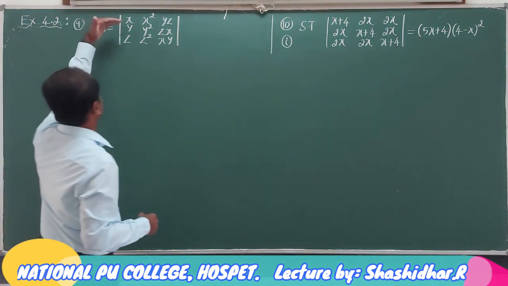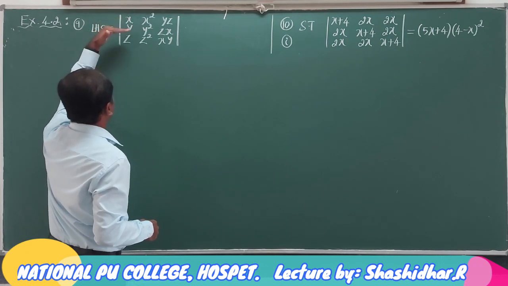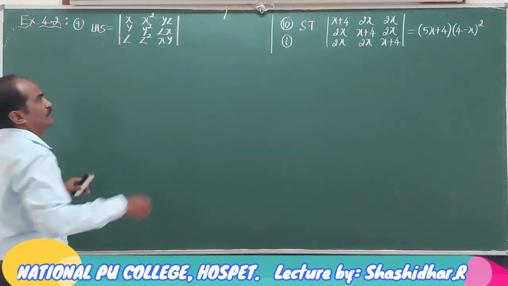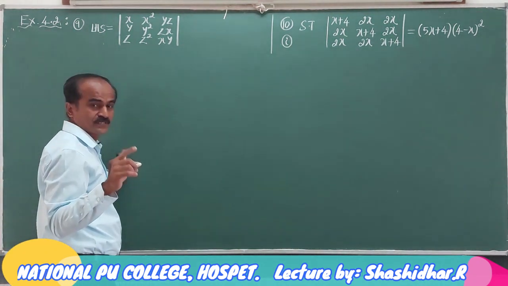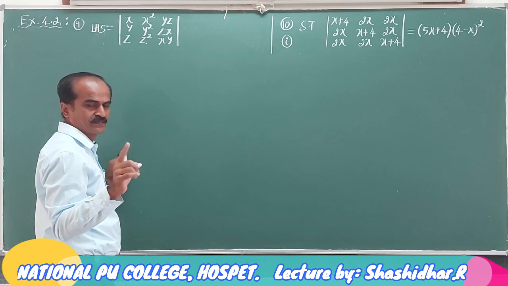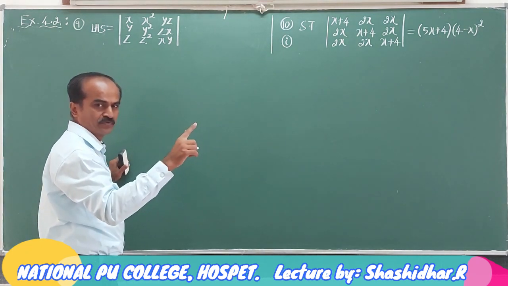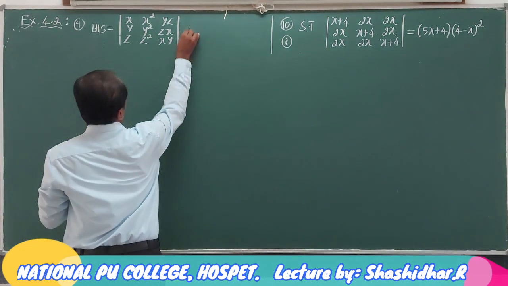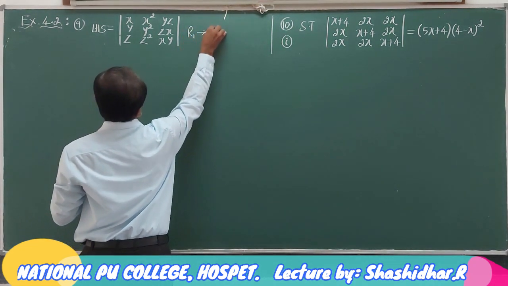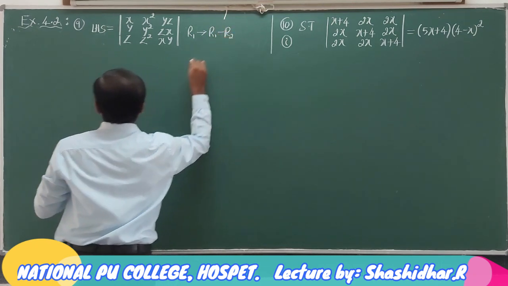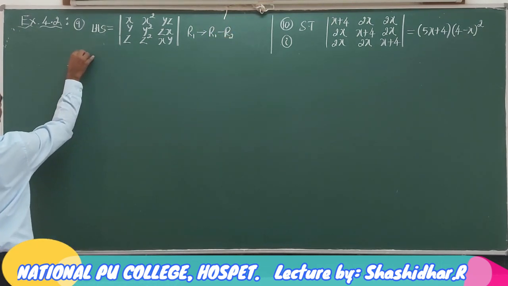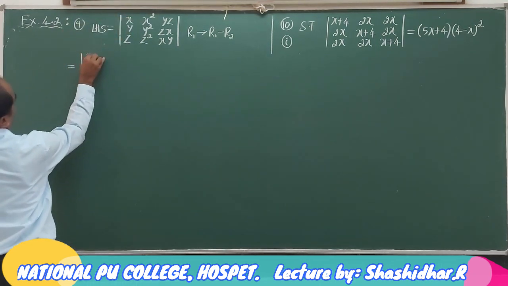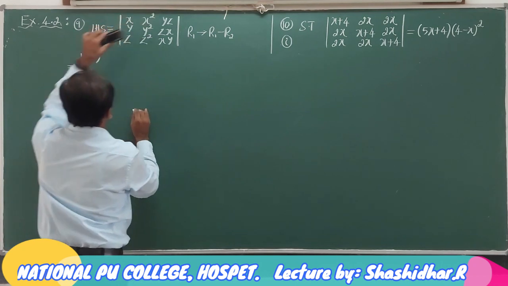Now if I observe R1 and R2, when I subtract R2 from R1, I am able to get the X minus Y factor common. That is why I am saying observation of elements is very important, and what result we need to prove. Based on these two, we had to plan our row and column operations. So first I write R1 changes to R1 minus R2. So what are the entries in the first row now? R1 minus R2: X minus Y, X square minus Y square.